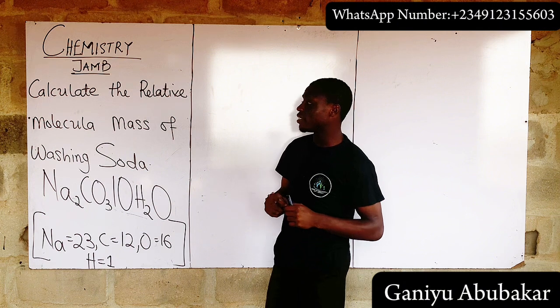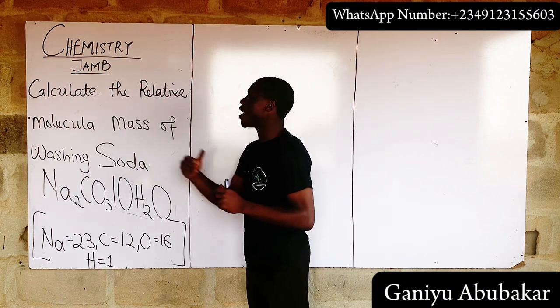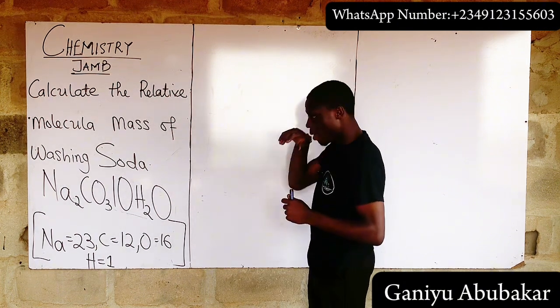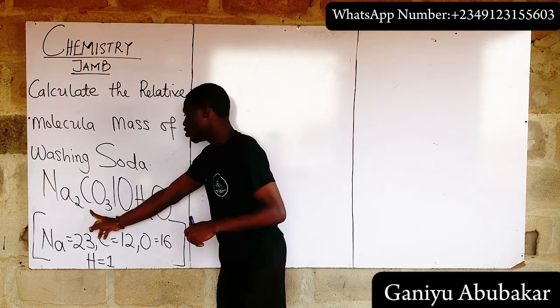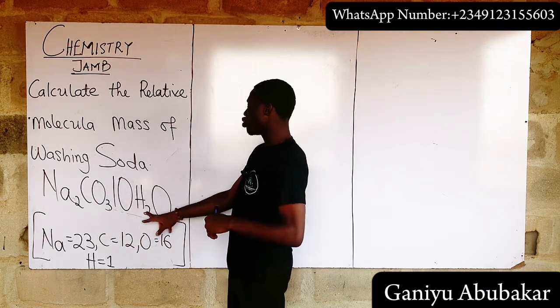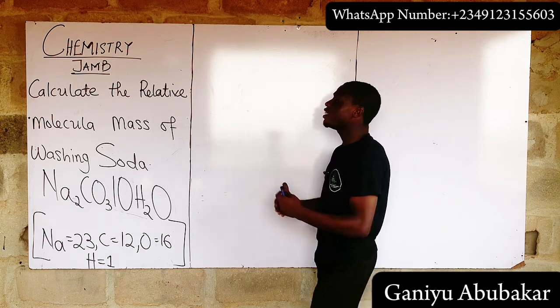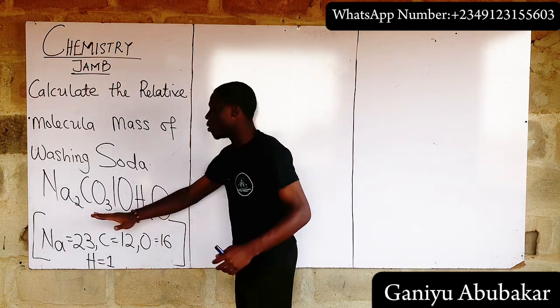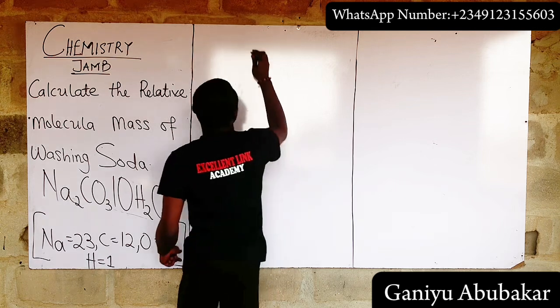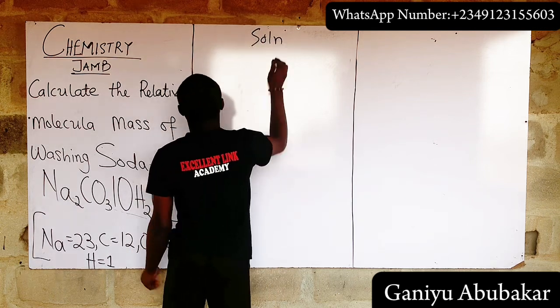The question says: calculate the relative molecular mass of washing soda, Na2CO3.10H2O. Let's get this done, please. It says calculate the relative molecular mass of this compound here. Basically, my very first task is to copy out the compound.